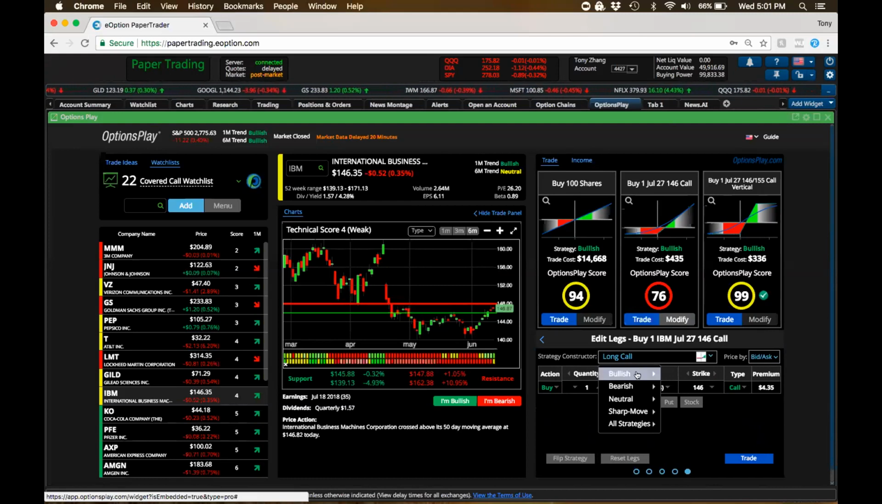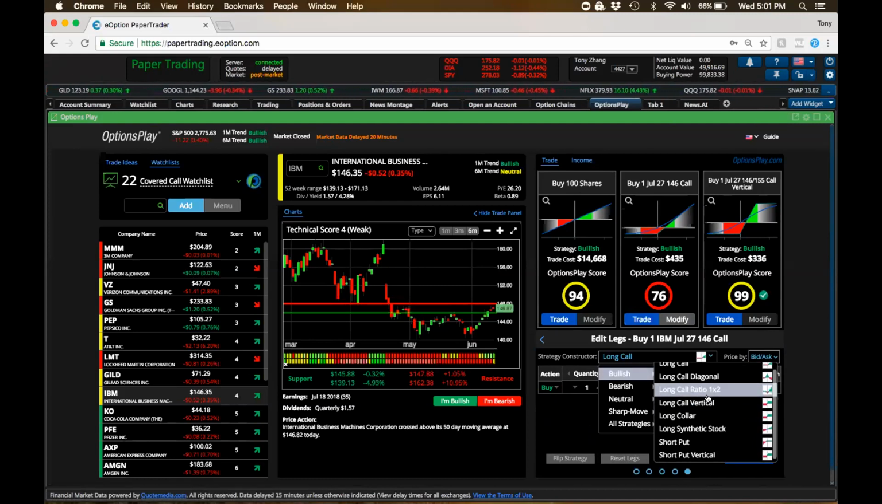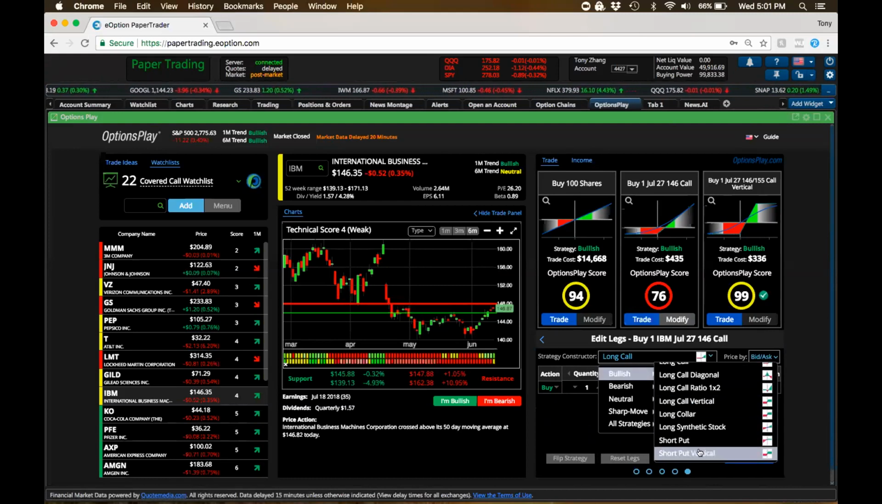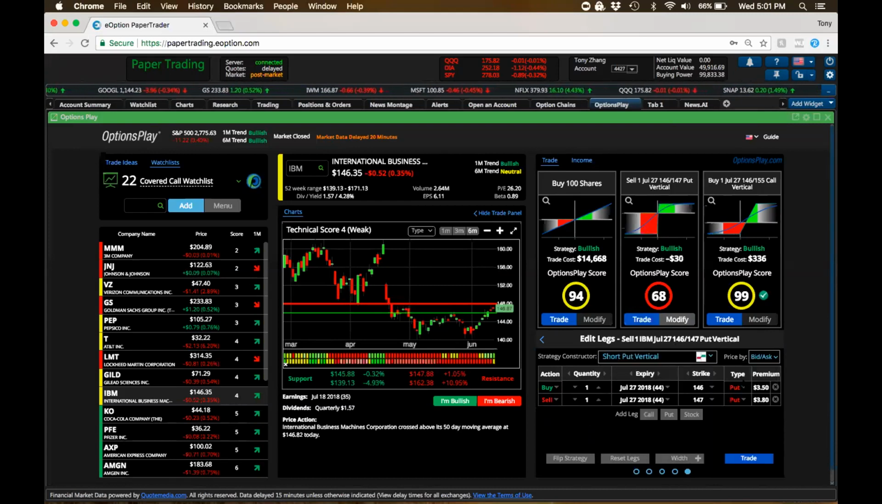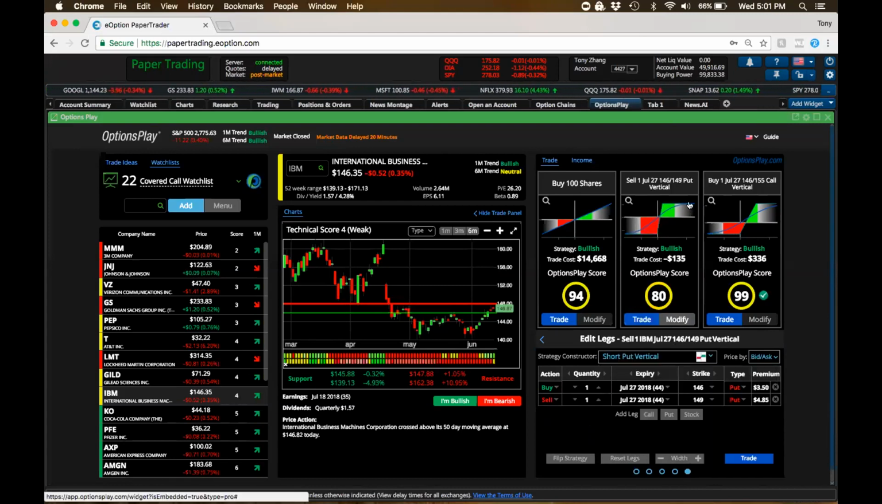So if you want to look at diagonals or ratios or all types of trades, even credit spreads, a lot of you like to trade credit spreads, you can set up some credit spreads and be able to compare trading credit versus debit spreads. Our platform is really powerful from that perspective, but I'm not going to get into that here today. We will have a separate webinar on that.